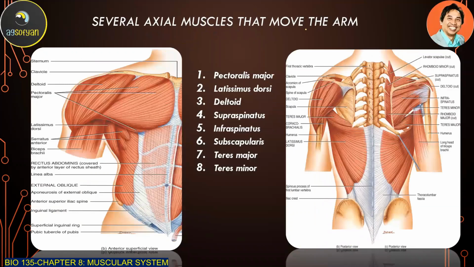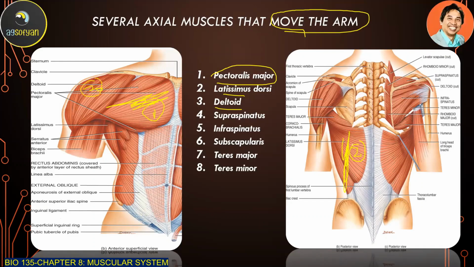The muscles that move the arms, I think we already mentioned some of them already. The biggest one here, the pec muscle, the pectoralis muscle, and latissimus dorsi on the back. This is latissimus dorsi. This is number 2. This is number 1, pec muscle. Deltoid is going to be this one, number 3, deltoid muscle. Okay.